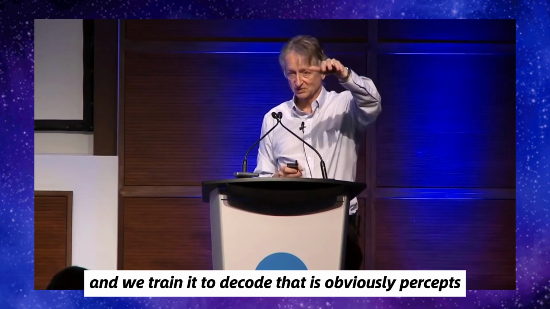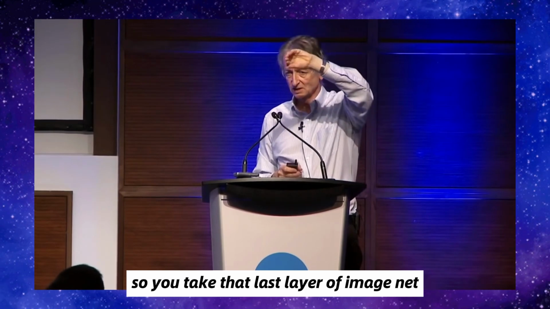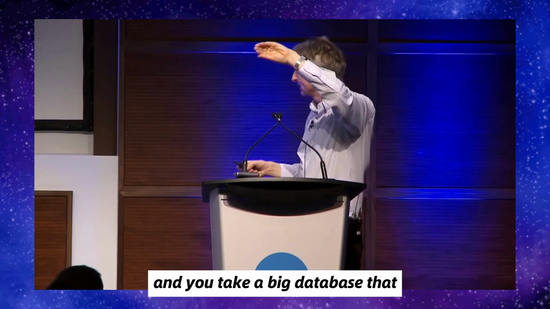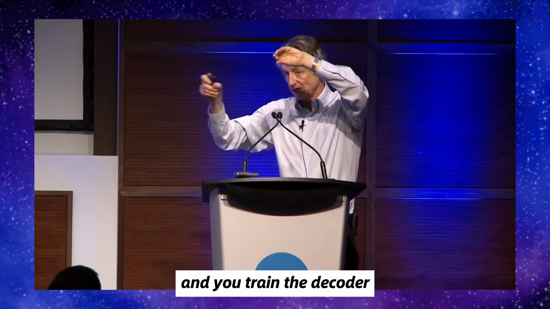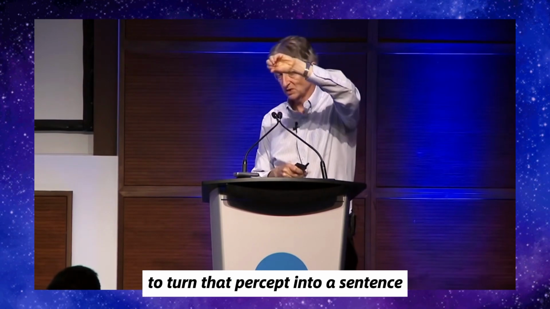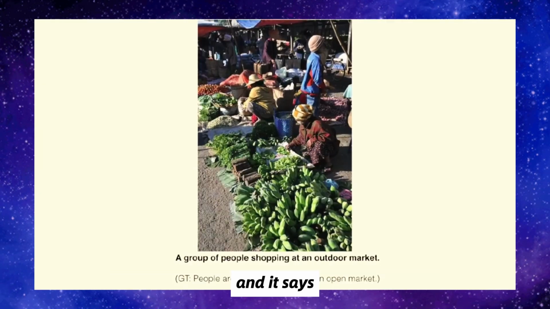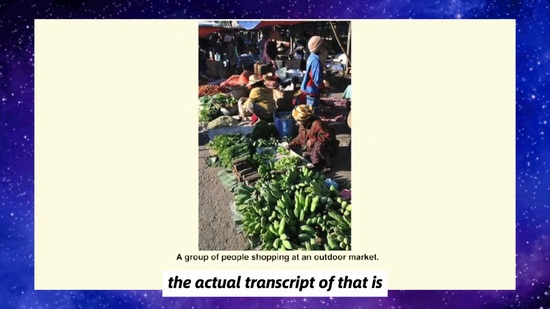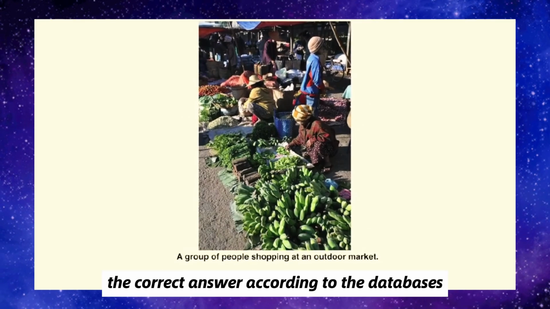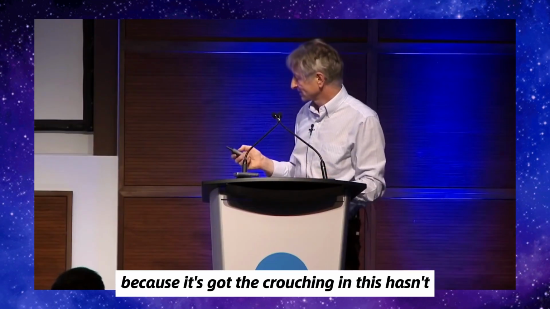That is, obviously, percepts, and to say those, you need some training. So you take that last layer of ImageNet, and you take a big database that Microsoft kindly supplied, with a few 100,000 images, each with several possible captions, and you train the decoder to turn that percept into a sentence. And then you show it that, and it says, a group of people shopping in an outdoor market. The correct answer, according to the database, is people are crouched around in an open market, which is better, because it's got the crouching and this hasn't.